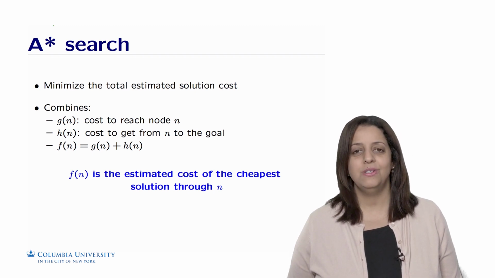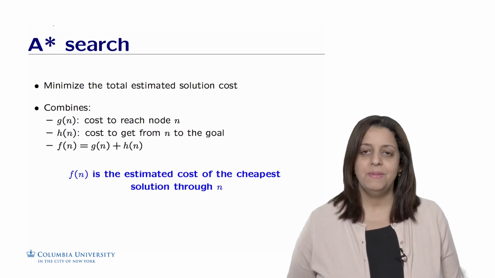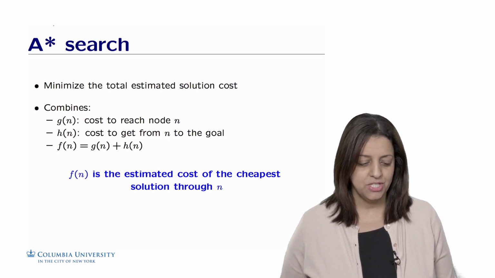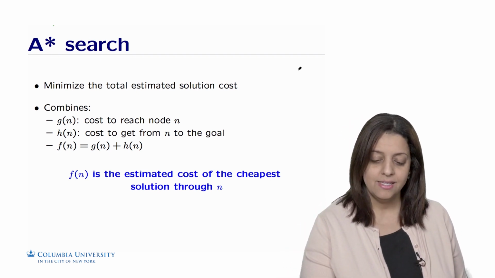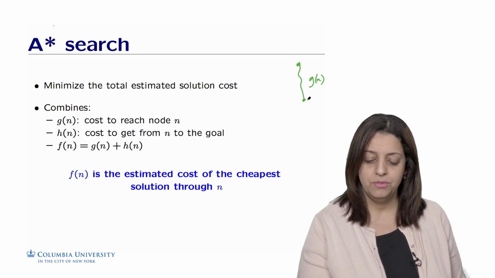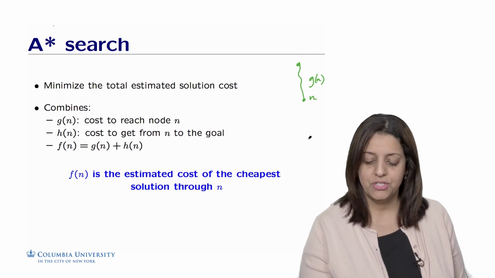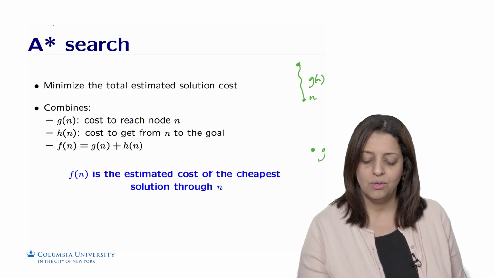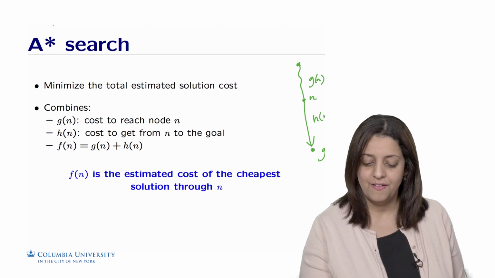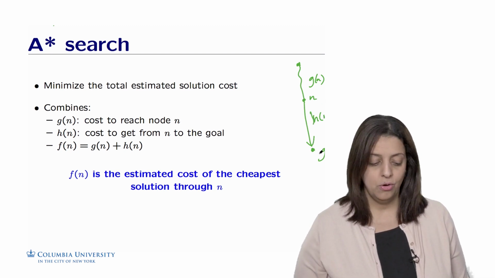search heuristic, but also the cost to reach the node n. So to minimize the total estimated solution cost, we're going to combine what we call g of n, which is the cost to reach the node n. This cost actually is the real cost to go from the root to the node n. And starting from the node n, we want to be able to reach our destination or our goal. So we're going to use the heuristic that actually will give us an estimation of what would be the cost between n and the goal.